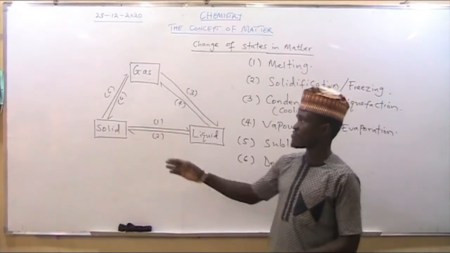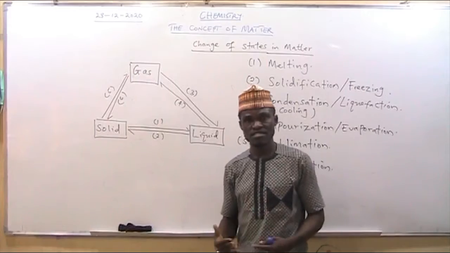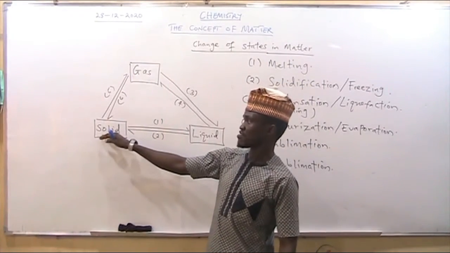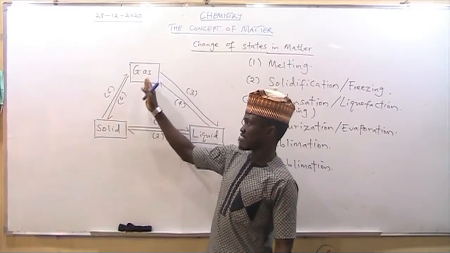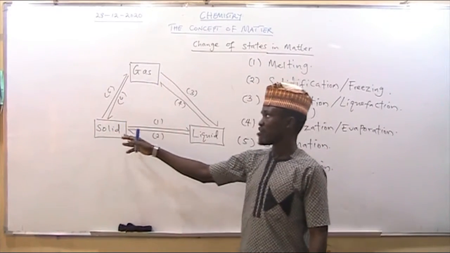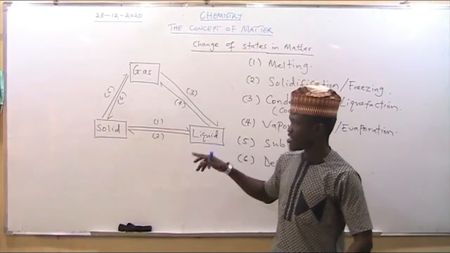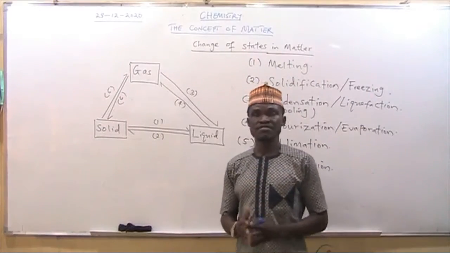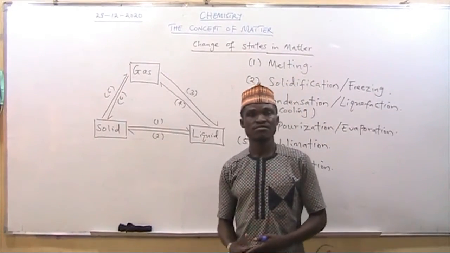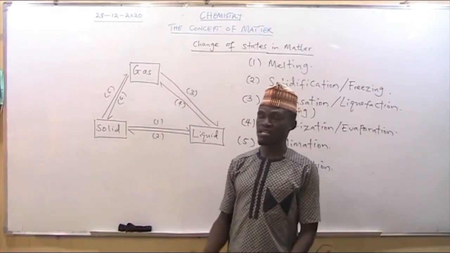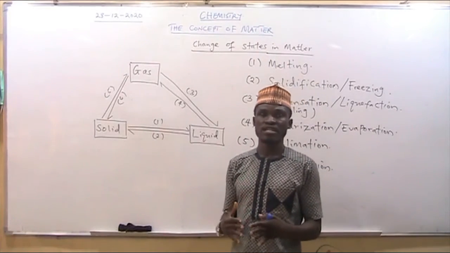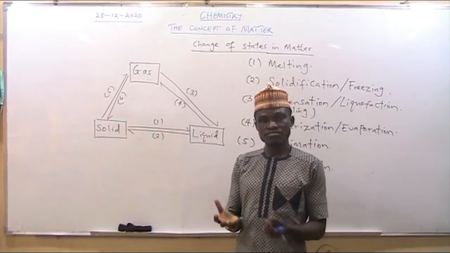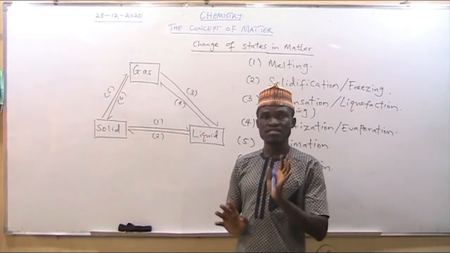Then we also have the last, the fifth and the sixth reversible processes, whereby you can have a solid transforming into gas and gas transforming into solid without necessarily following through the liquid intermediate state. So temperature also plays an important role. For example, when you have solid ammonium chloride and you heat it strongly, you get to realize that it will start transforming into gas.